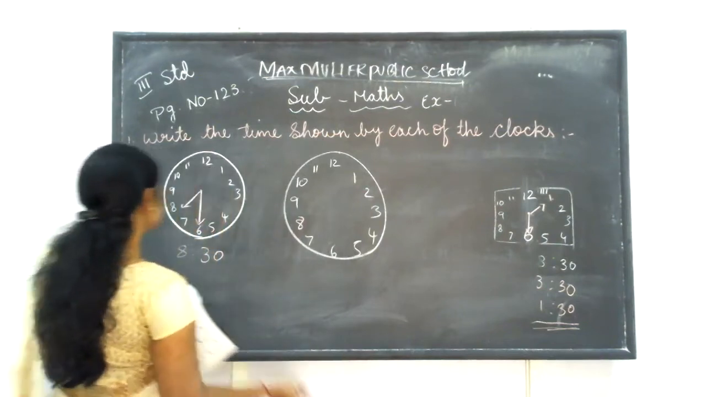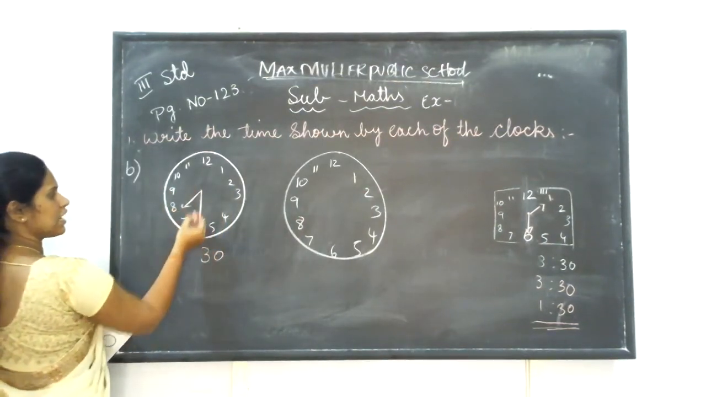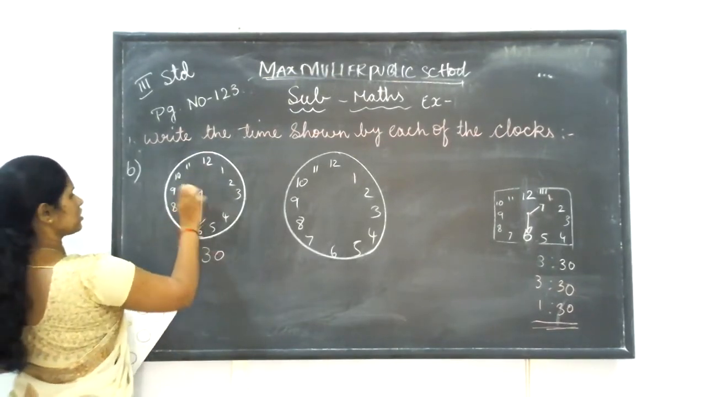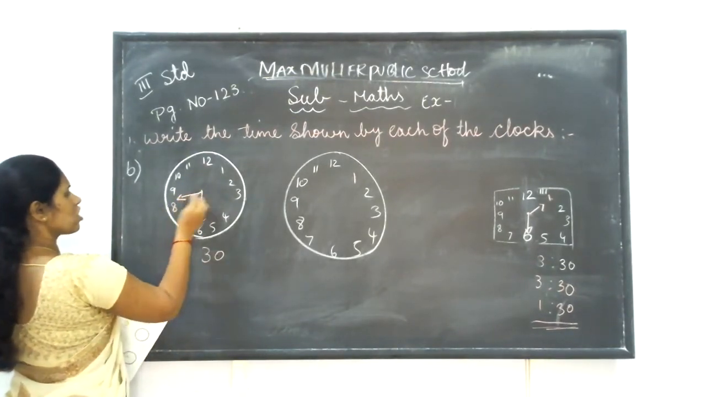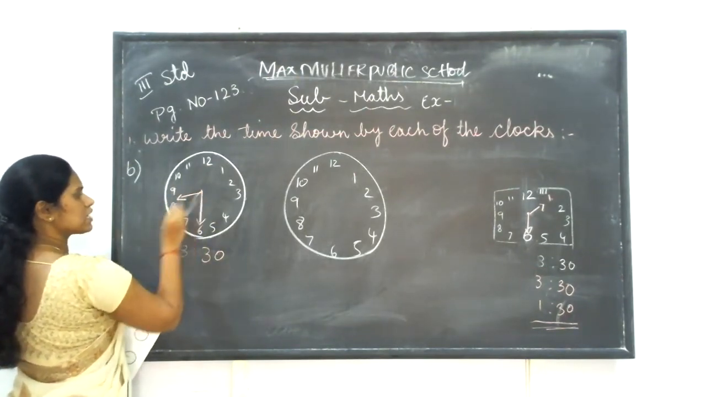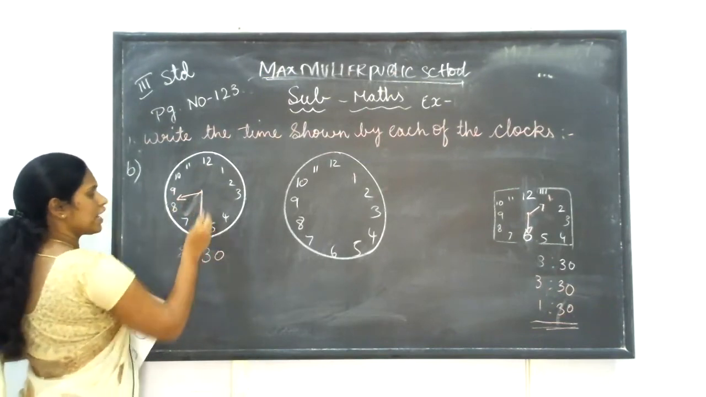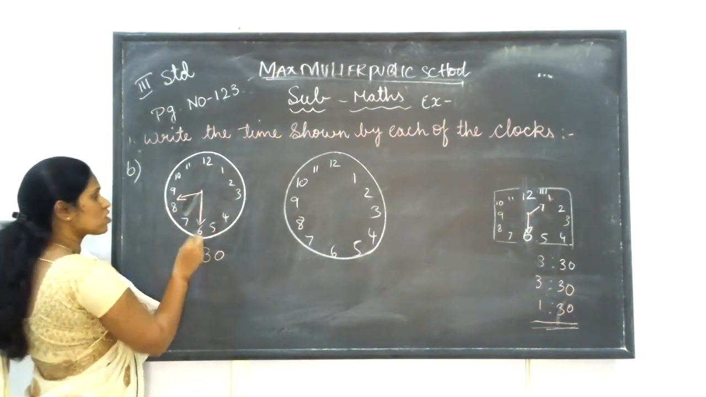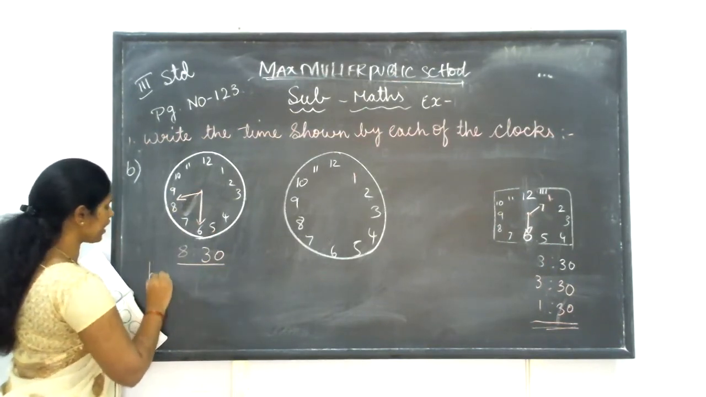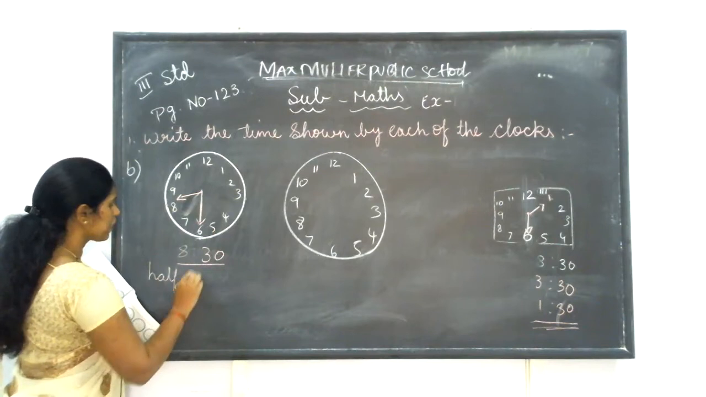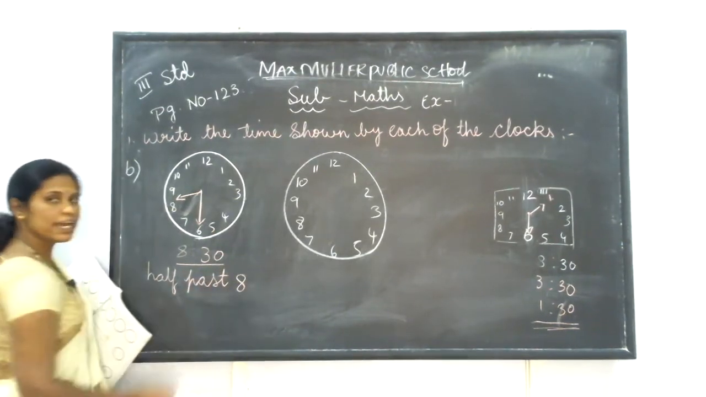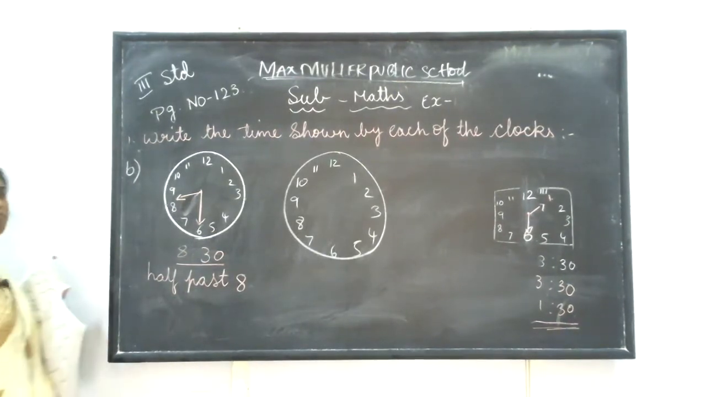Here the short hand is indicating between 8 and 9. So what is the time now? The long hand is indicating 6. So the time is 8:30. How will you write it another way? Half past 8. Half past 8.